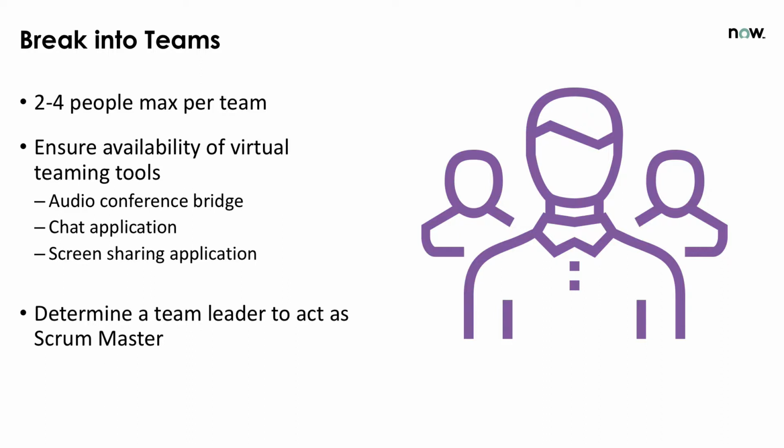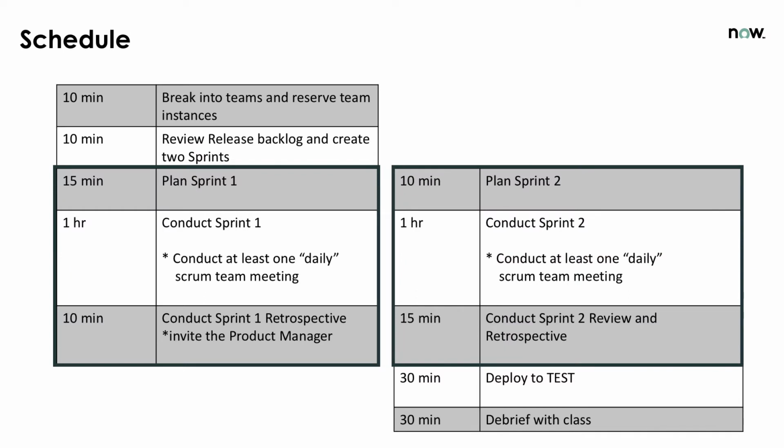Break into teams, 2 to 4 people max per team. Make sure that they've got some virtual teaming tools. We've had a lot of success using Adobe with the breakout rooms for that. We did that at our last beta and it was fantastic and fairly easy to use, but it does take practice on your part. Determine a team leader to act as the Scrum Master.